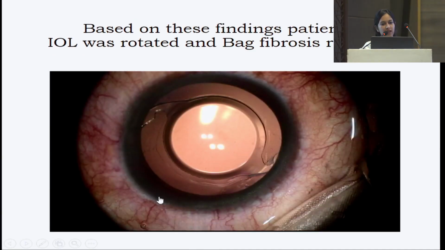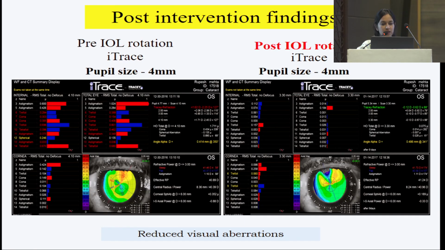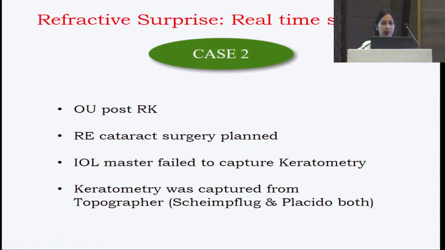So when we dialed the bag, the fibrosis was released, and you can see the post-op iTrace improved the simulated vision. It improved significantly the internal aberrations. This is pre-op and this is post-op. Internal aberrations reduced drastically and the patient was happy.